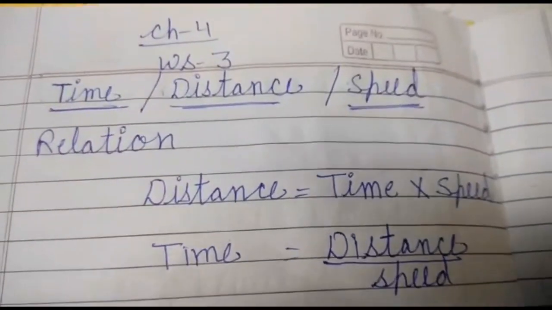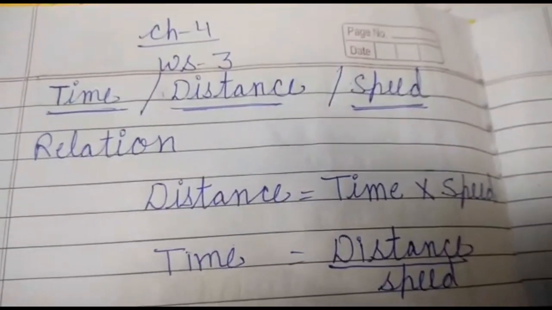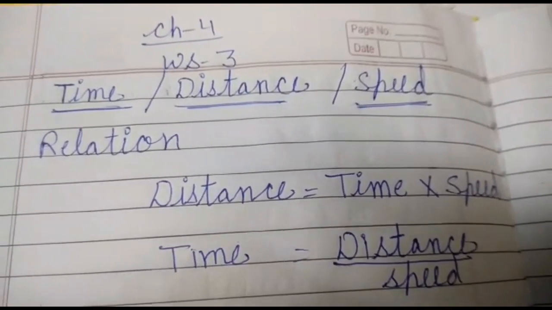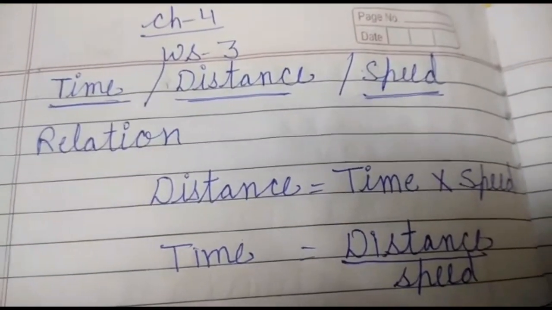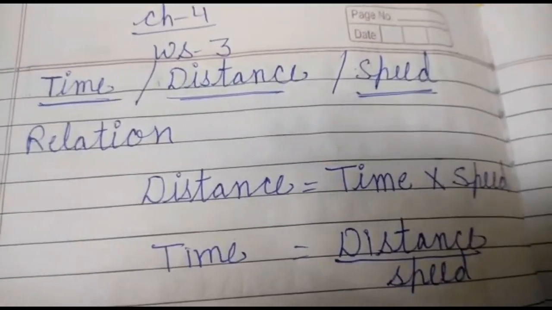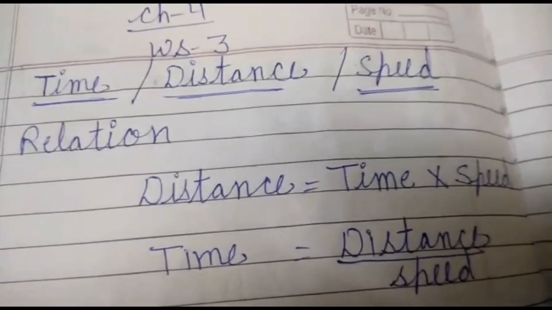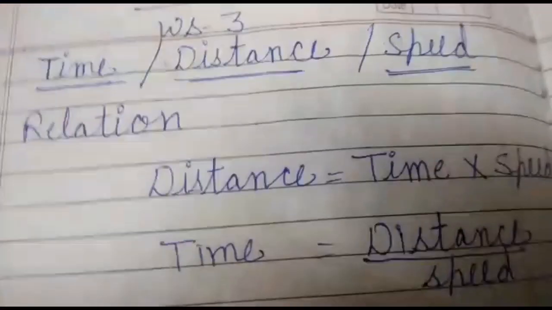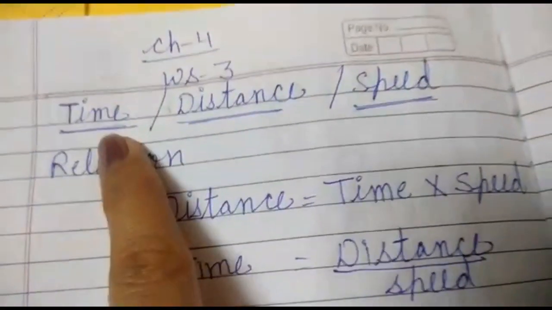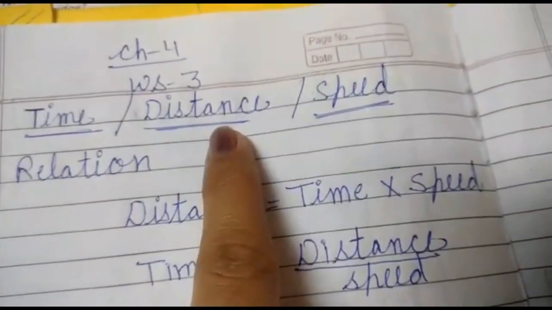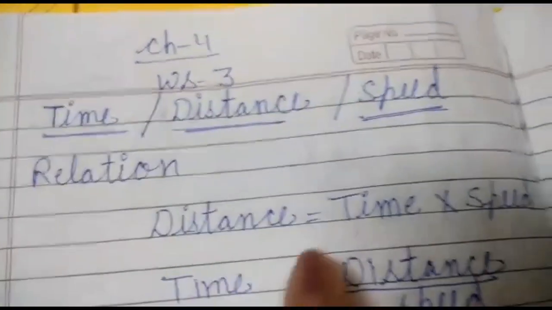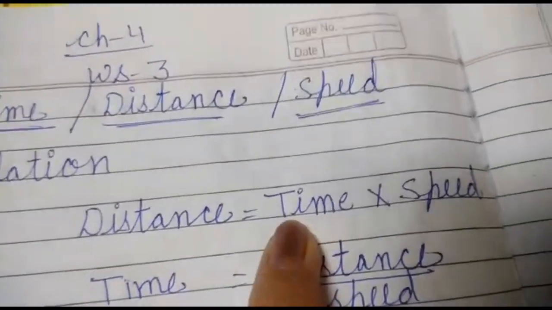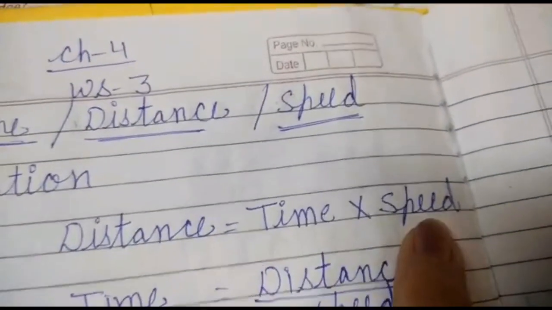Dear students, now I am going to start chapter 4 worksheet 3, which is related to time, distance and speed. First of all, I want to tell you about the relation between time, distance and speed. As you can see here, it is time, it is distance and now it is speed. What is the relation in this? See, distance is equal to time multiply speed.